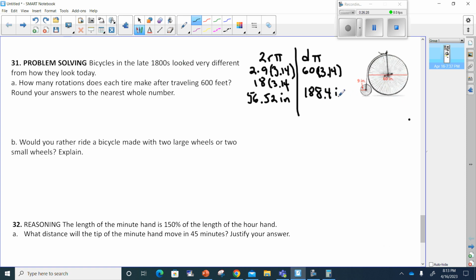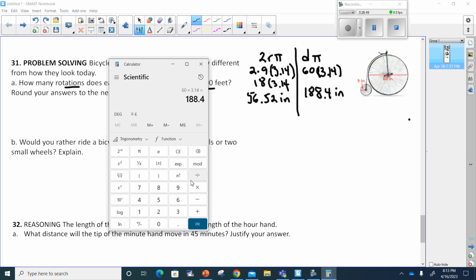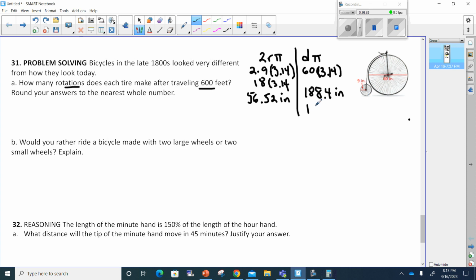Inches. Here's one of the issues we have. They're talking about how far it travels, 600 feet. So now I have to turn, it says how many rotations it takes. Remember, a circumference gives us 1 rotation. This is in inches. We have to translate this to feet now. So I'm going to take the big tire first, since I already have it here, and divide it by 12, because 12 inches make a foot. And that means every time this big one goes around, it's traveling 15.7 feet.